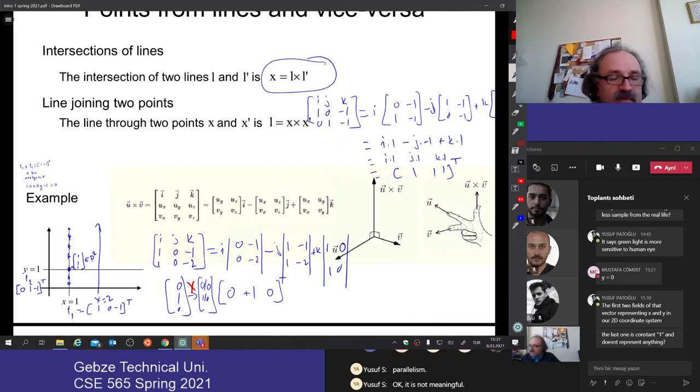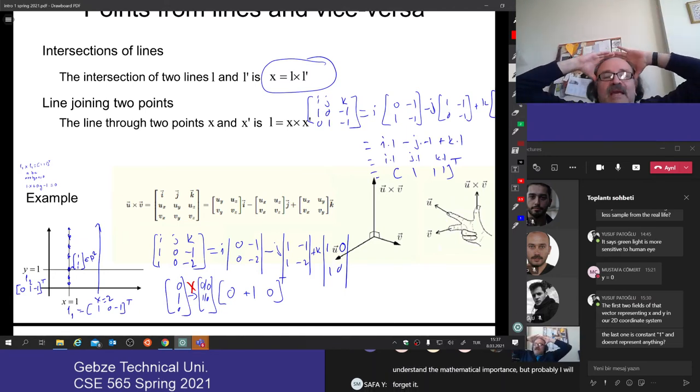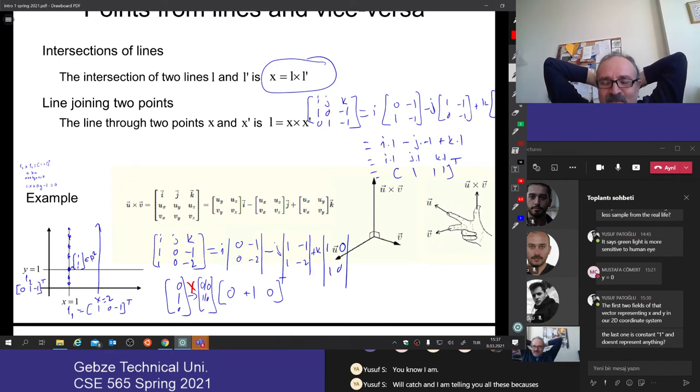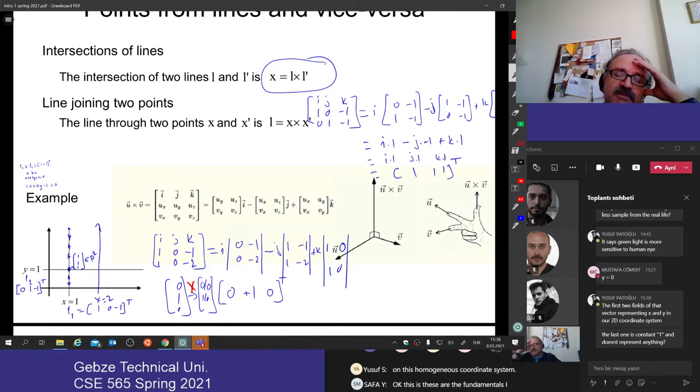Okay, these are good questions. But may I ask a question? Sure. Will we talk about the real world problems that homogeneous systems help us with? I understand the mathematical importance, but probably I will forget it. No, that's a very good question. I am telling you all these because these have very practical applications. The whole OpenCV library builds on this homogeneous coordinate system. Okay, these are the fundamentals. I understand. Sure.